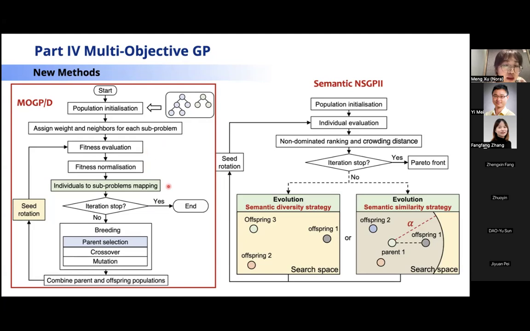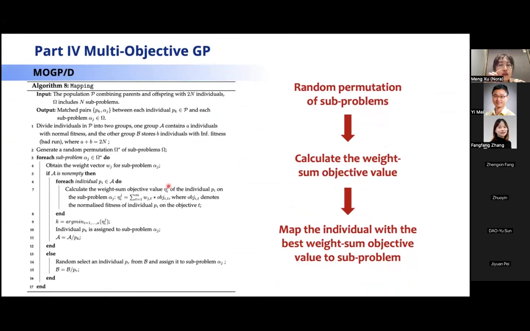The motivation for this strategy is that GP searches on the heuristic space, and a small change in the heuristic space might cause a big change in behavior. So we need to use this mapping strategy. Here are the details. Overall, we first randomly permute the sub-problems, and then for each sub-problem, we calculate the weighted-sum objective value of all individuals, and then map the individual with the best weighted-sum objective value to the sub-problem.